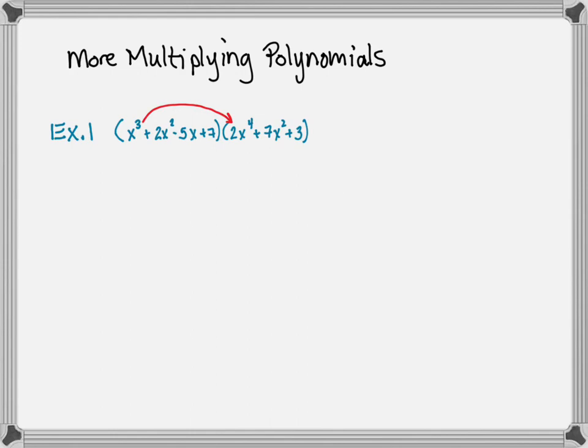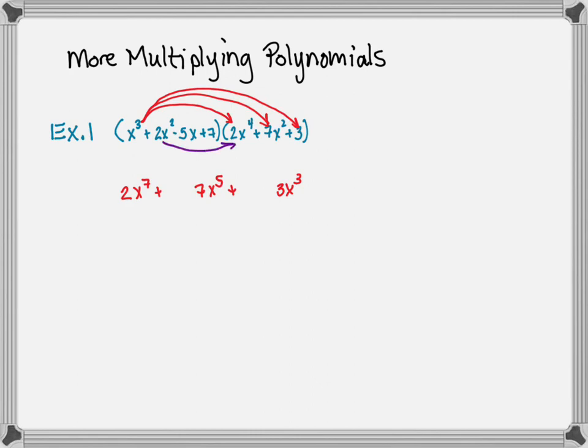So x cubed times 2x to the fourth is 2x to the seventh. X cubed times 7x squared is 7x to the fifth. I'm leaving a space because I don't have an x to the sixth term, and I'm trying to line up my terms to make this easier for me to simplify later on. X cubed times 3 is 3x cubed. I'm leaving an empty space for the x to the fourth terms.